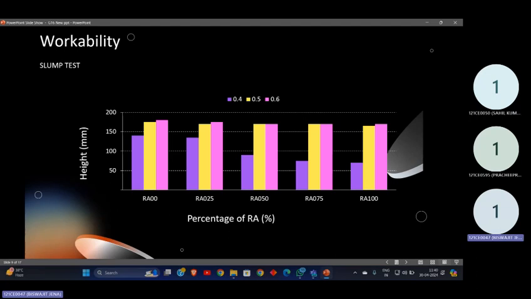In this graph, we observe a bar chart where the x-axis shows the percentage of RA. Here the percentage of RA signifies the percentage of recycled aggregate present in the concrete. The y-axis consists of height, and three colors are present: purple, yellow, and pink. The purple, yellow, and pink signify the three different water cement ratios: 0.4, 0.5, and 0.6.